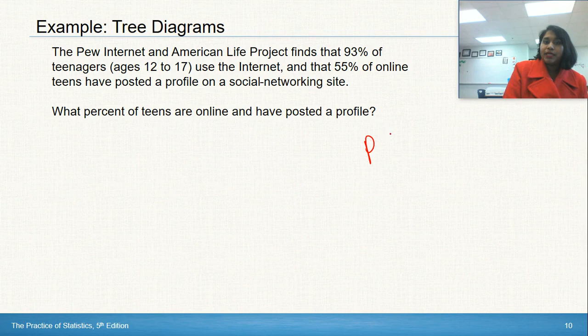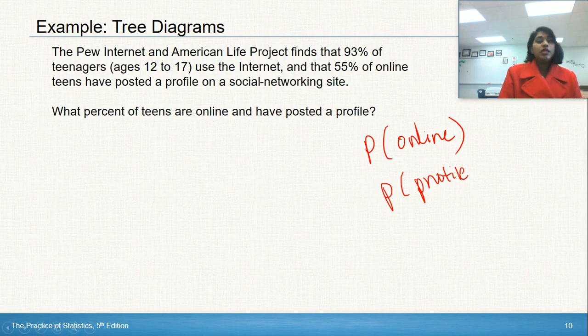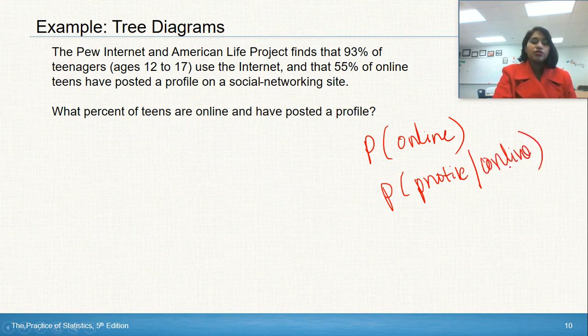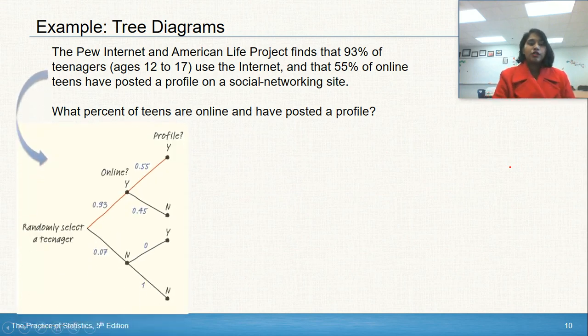So I've got an event P of online, and I also have an event P of profile, but my profile event is not separate. It's conditional, so I'm going to do bar. The only way I can have a profile is if I am conditional to being online. So those are our two events. Now let's create our tree diagram.